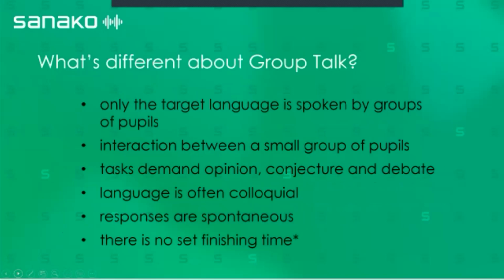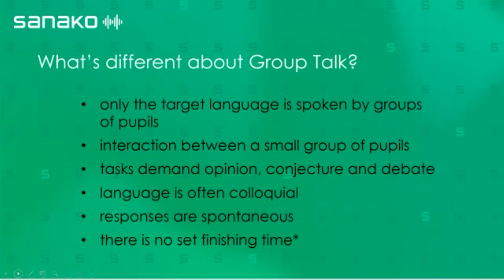So only the target language is spoken by groups. Interaction is between small groups, I would say 3 to 4 pupils. The tasks demand opinion, conjecture, debate. The language can be colloquial. The responses are aimed at being spontaneous, but they're not always immediate, because real spontaneity might mean that the students need to think for a few seconds.